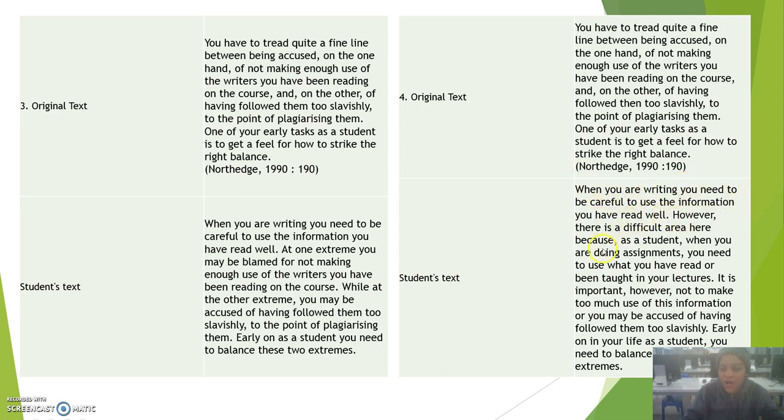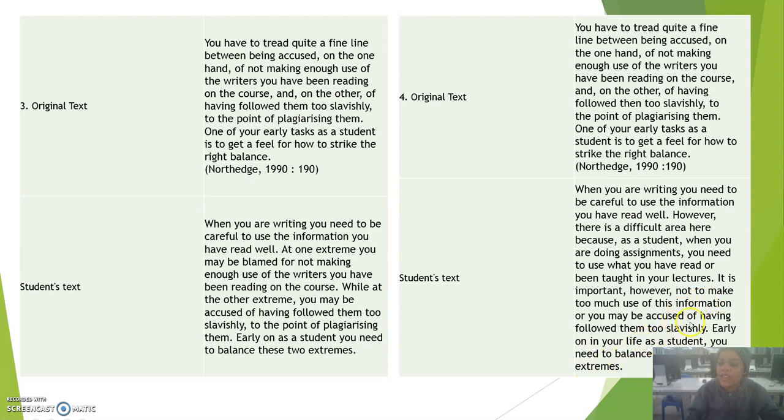So the last one: when you are writing, you need to be careful to use the information you have read well. However, there is a difficult area here because as a student, you are doing assignments, you need to use what you have read or been taught in your lectures. It is important, however, not to make too much use of this information, or you may be accused of having followed them too slavishly. Early on in their life as a student, you need to balance these two extremes.